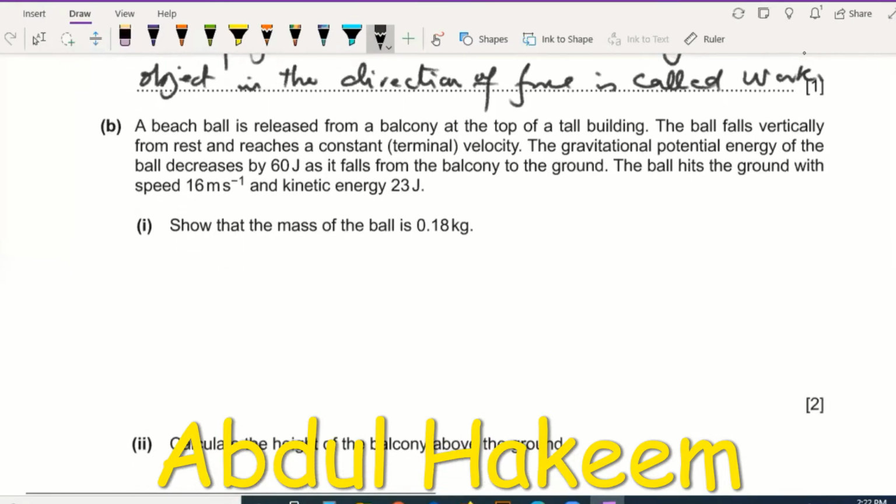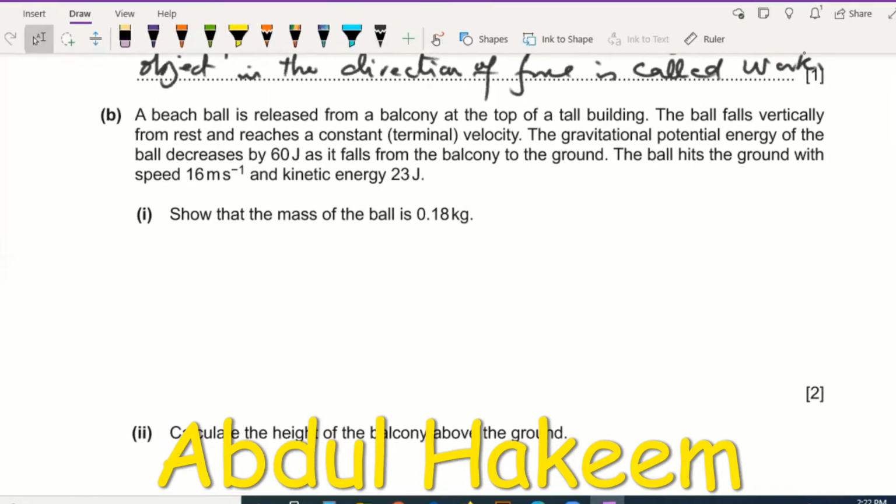Next, a beach ball is released from the balcony at the top of a tall building. The ball falls vertically from rest and reaches a constant terminal velocity. The gravitational potential energy of the ball decreases by 60 joule as it falls from the balcony to the ground. The ball hits the ground with a speed of 16 meters per second and the kinetic energy is 23 joule. Show that the mass of the ball is 0.18 kg.